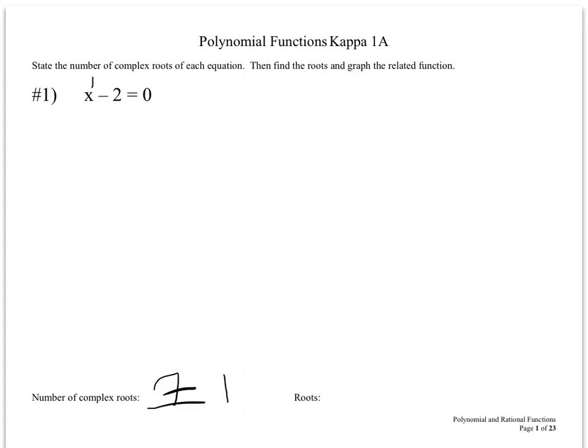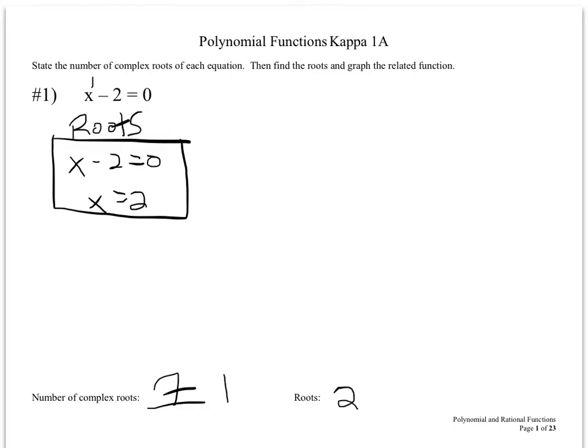To find the roots, you take your polynomial equation and you get x by itself. To do so here, we would add 2 to both sides. So the root for this problem is a 2.